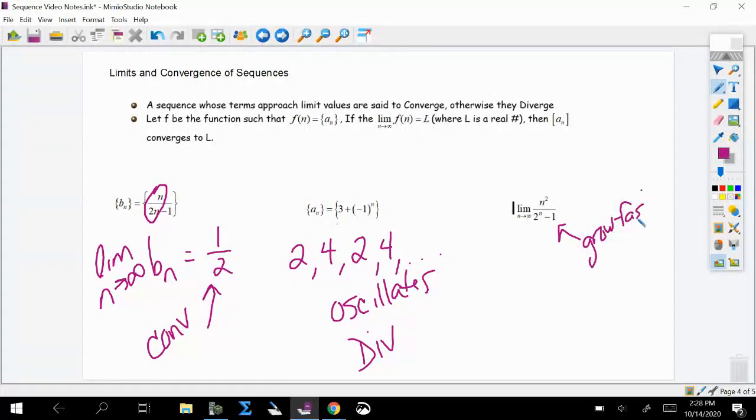And because of that, this denominator is going to overtake the numerator. So this one is going to eventually converge to 0. Because again, the bottom is what's getting bigger. So we would say that those terms are actually going to get smaller and smaller and smaller and get close to 0.